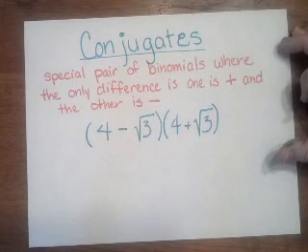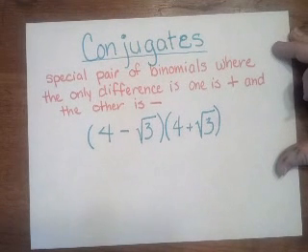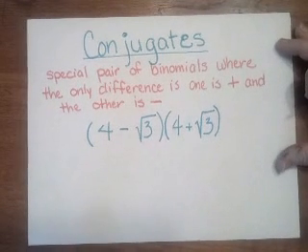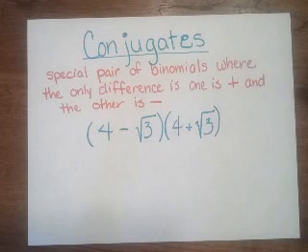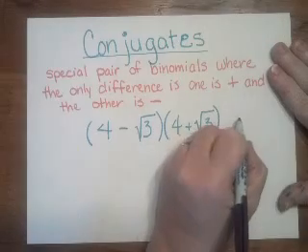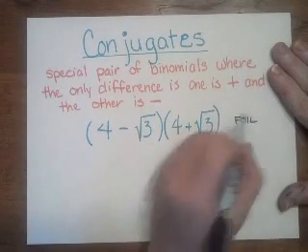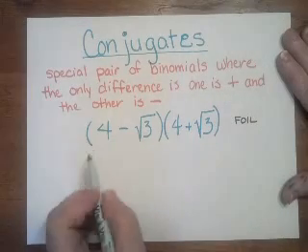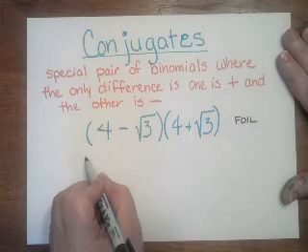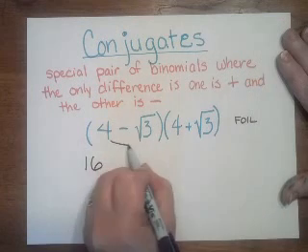Something special happens when you multiply conjugates. And you should kind of remember this because this is kind of the backwards of factoring the difference of squares. And we've done this before. So this should look a little familiar, but we're going to go ahead and use FOIL and try to simplify this problem by multiplying it together again. So I use the first, which is 4 times 4, which is 16. That's the first.